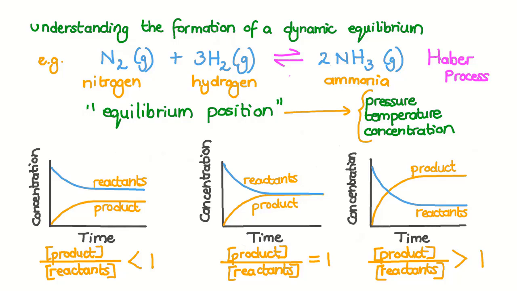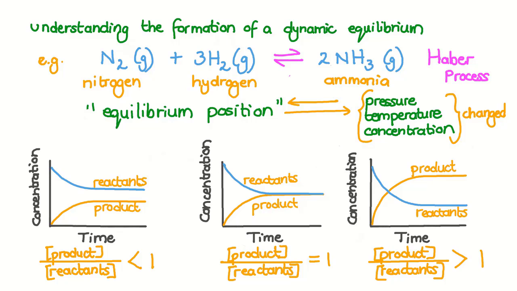Whether we get a graph like the first, second, or third one depends on the equilibrium position, which depends on the conditions under which the reaction occurs. In other words, the pressure, temperature, and concentration directly affect the concentration of the reactants and products at equilibrium. These conditions can cause the equilibrium to shift towards the left, the reactant side of the equation, or towards the right, the product side of the equation.